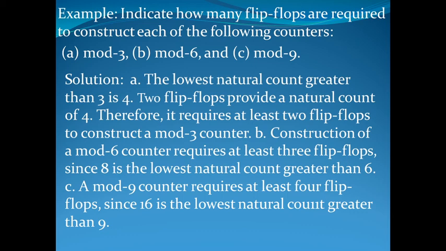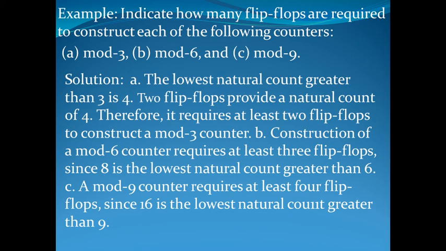The lowest natural count greater than 3 is 4, and 2 flip-flops provide a natural count of 4. That means with the use of 2 flip-flops, 2 raised to 2, the natural count of mode 4 can be prepared. So, by skipping one of the states, you can convert this mode 4 counter into the mode 3 counter. Therefore, it requires at least 2 flip-flops to construct a modulus of 3 counter.